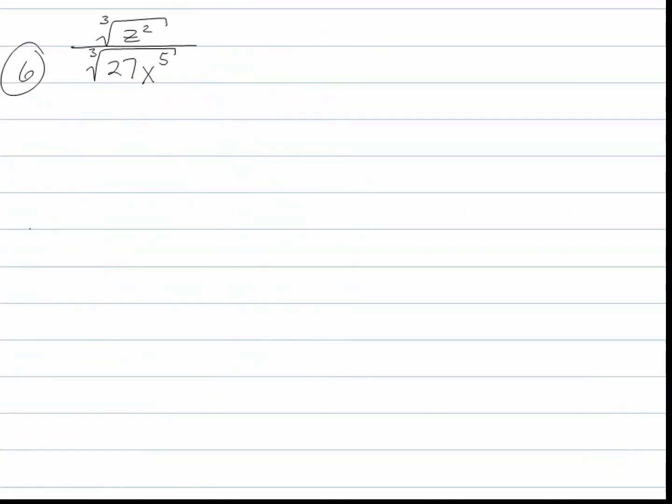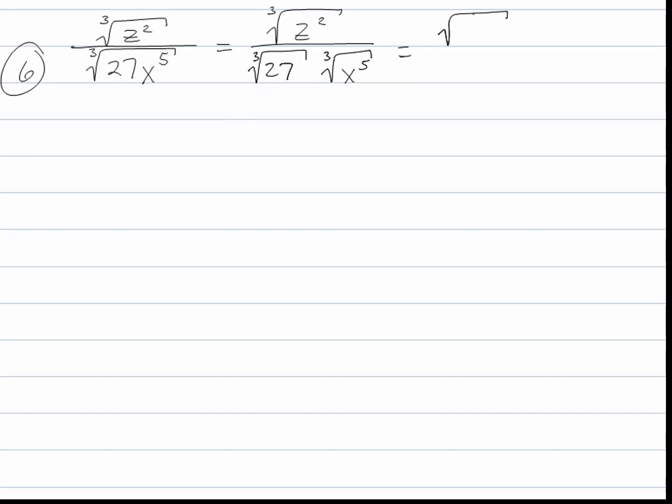Alrighty. This one again, we can begin to simplify a little bit. So I have the cube root of z squared. Now the cube root of 27 is 3. Let me go ahead and actually write this out as 2 separate ones. I've got a reason for it. So this guy on the top stays the same. The cube root of 27 is 3.